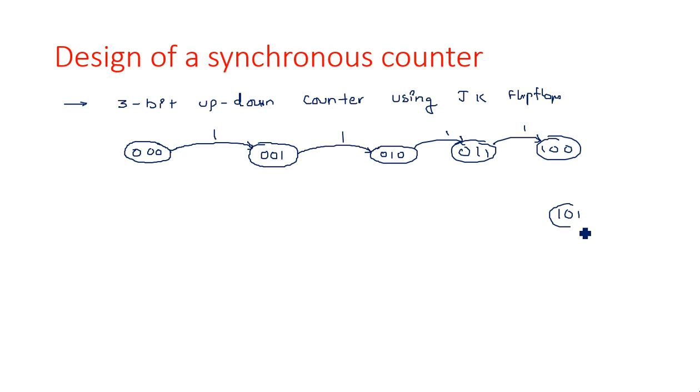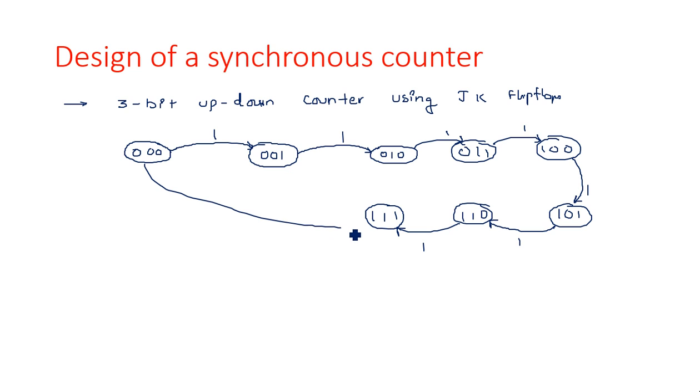Next 101, 110, 111. So this is for mode equal to 1, and again this is when mode is equal to 1, and again this will be when mode is equal to 1. Okay, this is fine. What is the reverse counting?